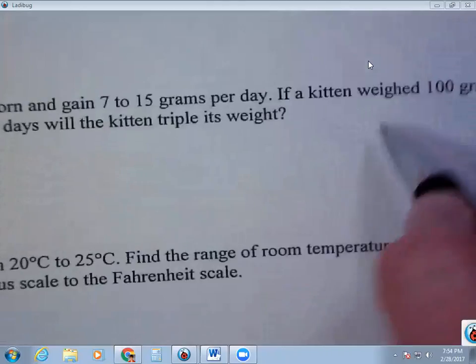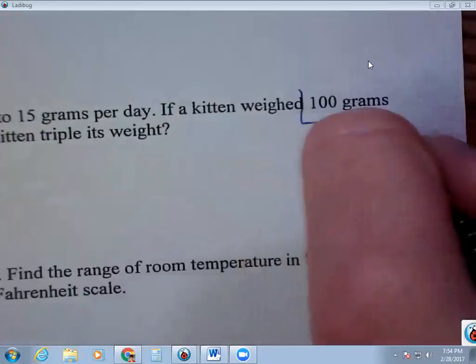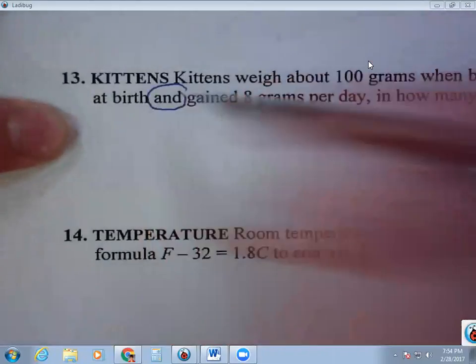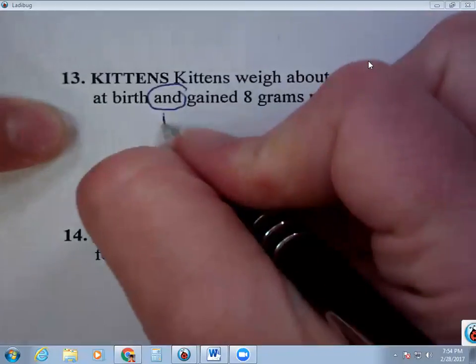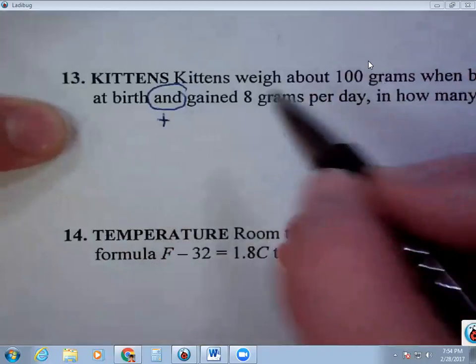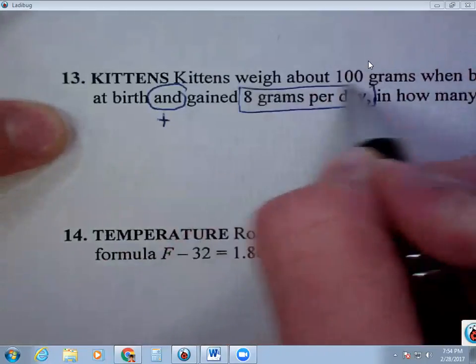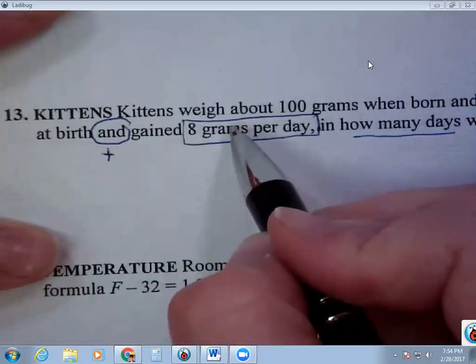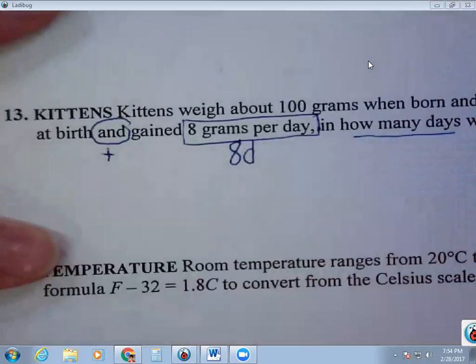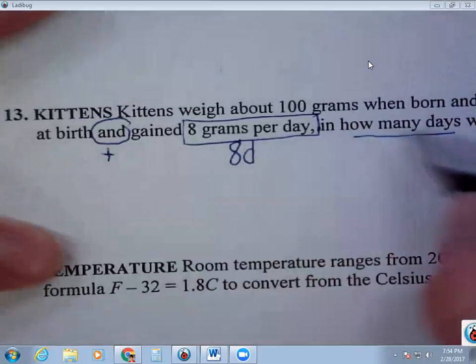So if a kitten weighs 100 grams, that's what it starts as, right? At birth. And what does "and" sound like? Sounds like plus to me. Gained also kind of justifies that this is a plus. 8 grams per day. How many days will it take the kitten to do something? So 8 grams per day, that is 8 times d every single day. So we're multiplying, we're adding 8 every day. And we don't know what days are because it says how many days. So it looks like something's going to be 8d.